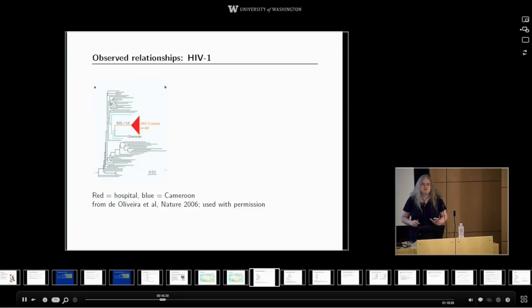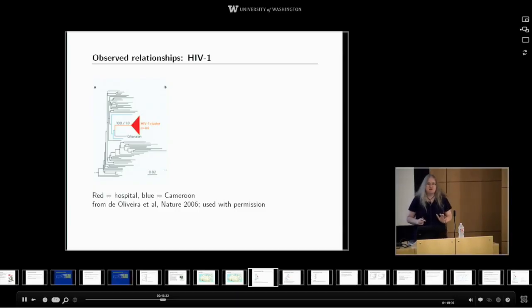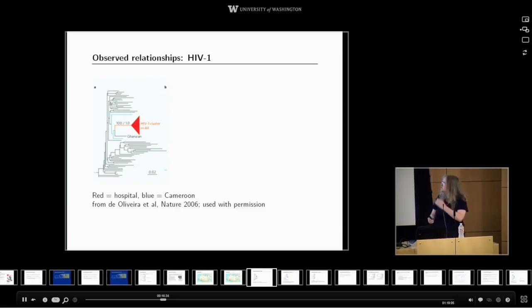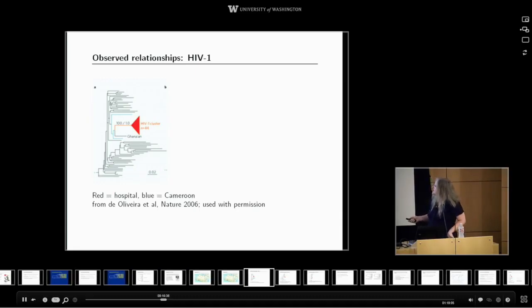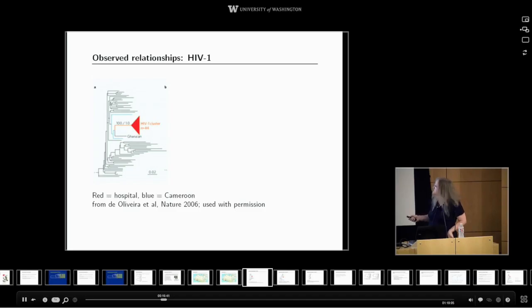So I apologize for this slide. The journal was happy to let me have the slide, but not happy to let me have a high-resolution version for some reason. But this is an evolutionary tree of HIV sequences from around the world.